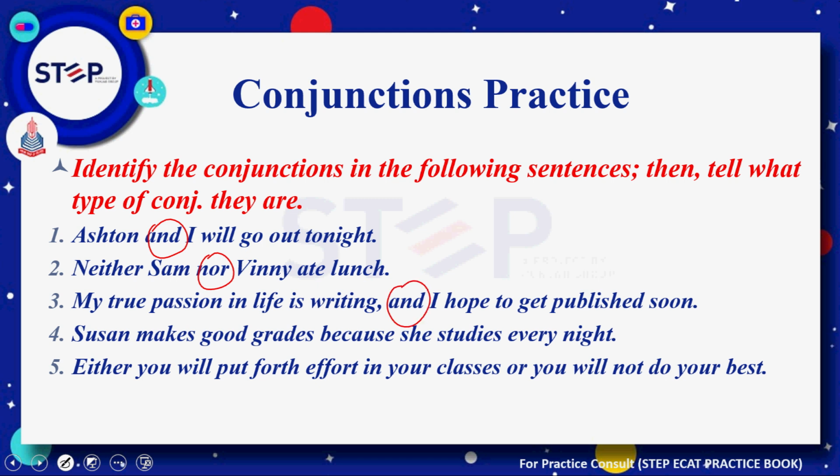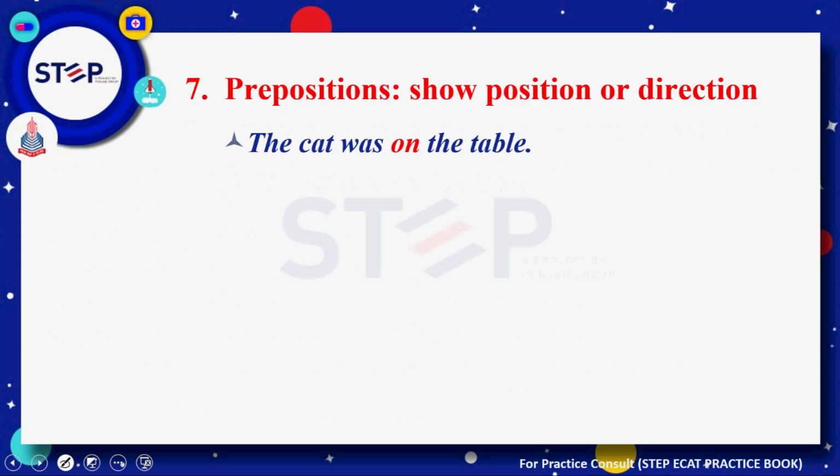My true passion in life is writing, and Susan makes good grades because, and either you will put forth effort in your classes, or. This either and or, this is a pair conjunction. So in this way we try to identify some conjunctions.